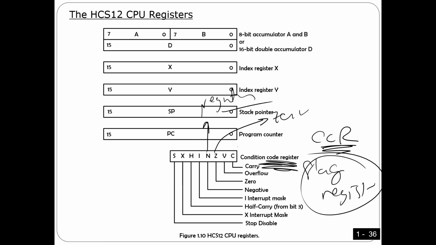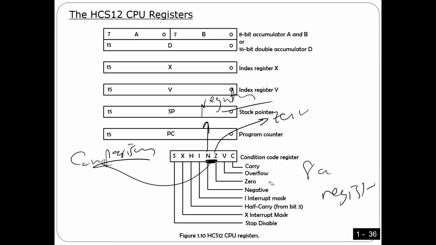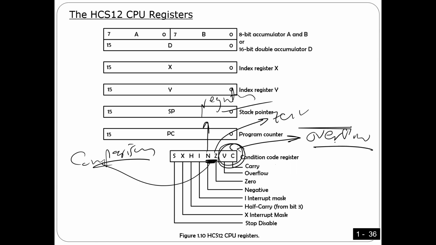These flags are updated automatically after executing every instruction. Is that okay, guys? So we have two flags, the negative flag and the zero flag. These two flags are used for comparison, as I explained before, if you want to compare. We have two more flags I'm going to explain right now. These two flags, C and V. C means carry, V means overflow.